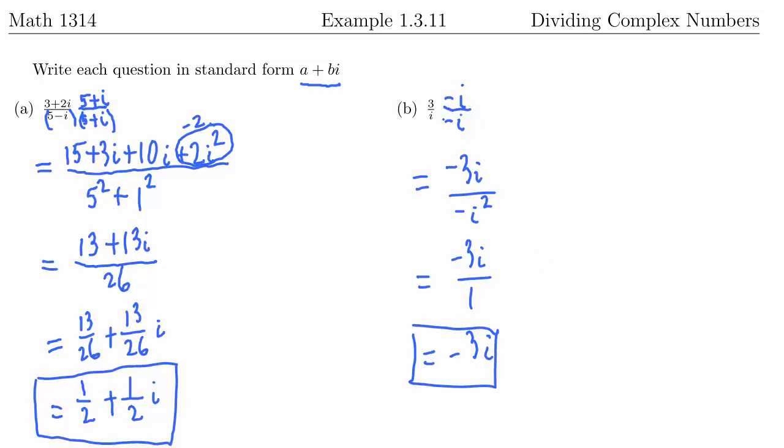What you should realize is if you have just a single term in the denominator with an i, you can move it to the numerator. Anytime the i changes from the denominator to the numerator, however, we introduce a negative sign. So I could have simply written this down as negative 3i.